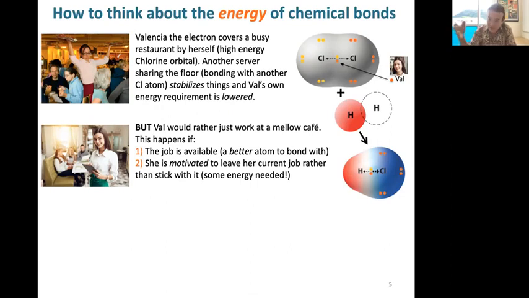But this can only happen. In other words, Val can only go and work there if two things happen, right? Number one, that a better job is available in the first place. In other words, there has to be another atom that comes along, in this case, a hydrogen atom, that offers a lower energy orbital for Val to potentially participate in. And the other key here is the electron has to be motivated to actually leave its original orbit and reform a lower energy orbit.